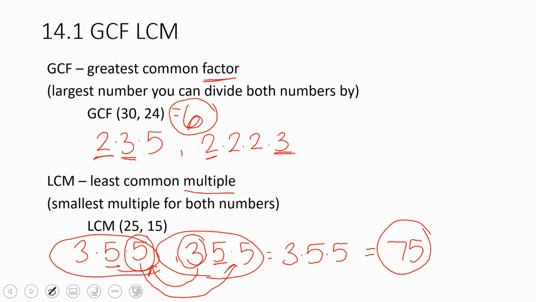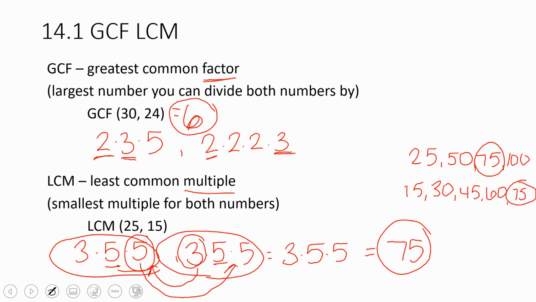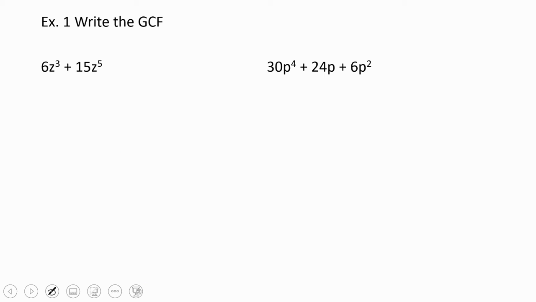So the least common multiple of 25 and 15 is 75. Okay, now the way you probably learned it was to list them out. So if you would have listed them out, and you list out 15, you would get the least common multiple 75. But again, this is what's actually happening. You look at their prime factorizations, and you have to add the numbers onto both to make them the same. Okay. All right, so now we're going to do writing the GCF of these expressions.